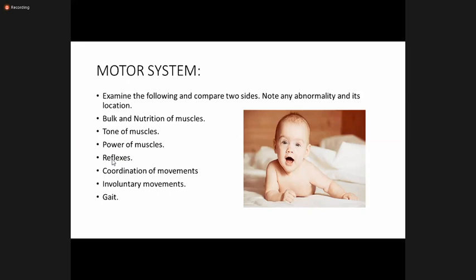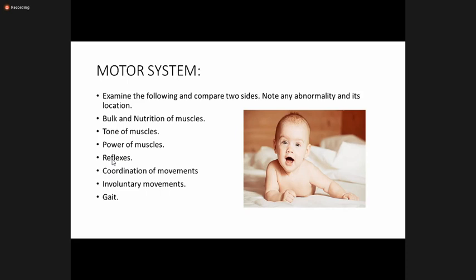For the upper limbs, you have to remove the shirt and see both upper limbs. Similarly, for the lower limbs, you have to expose both limbs. These are little but very important points which will help you in your examination. Then you listen to the command or read the scenario in which the command is given to you. Check the power of the muscles, check the reflexes.